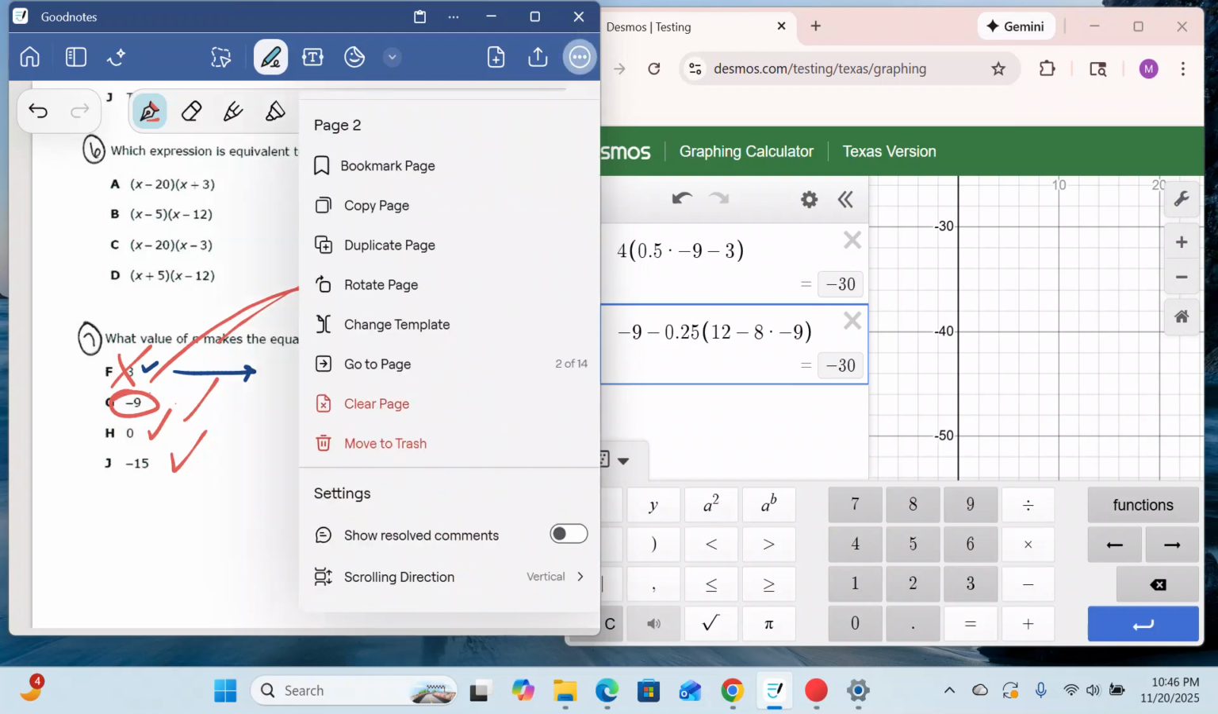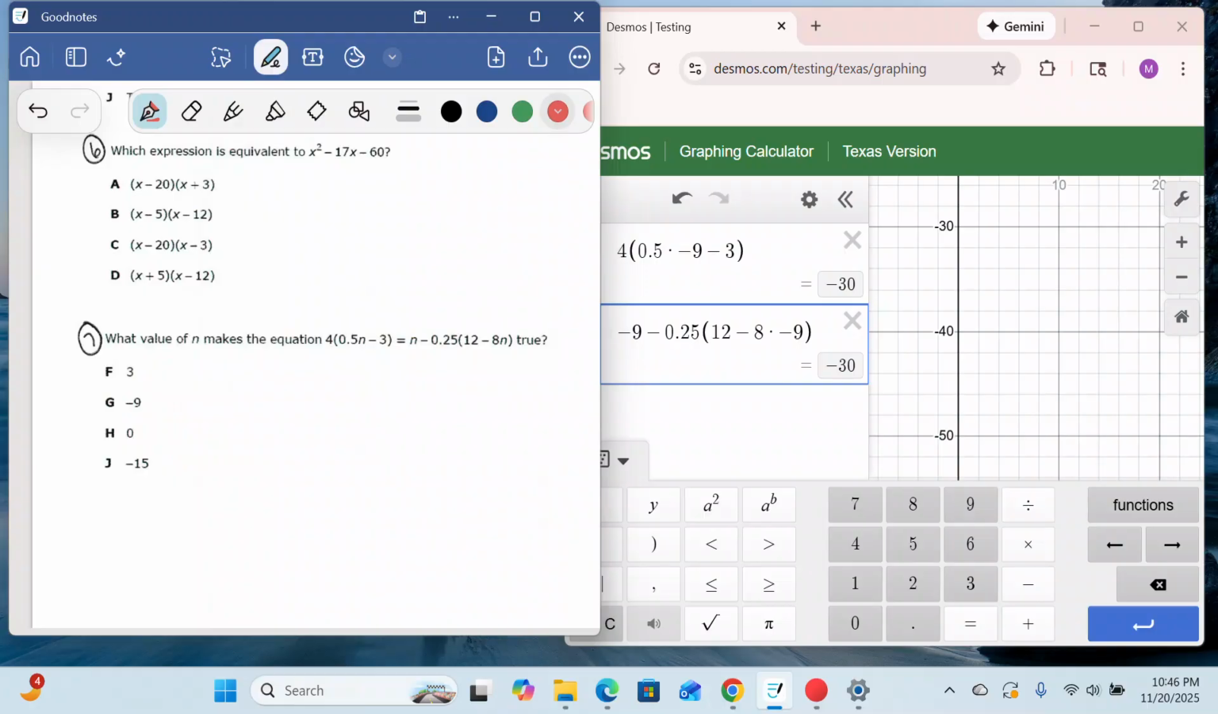So let me give you the problem one more time. Look at the problem, test it out, pause the video, rewind it, and try it again.